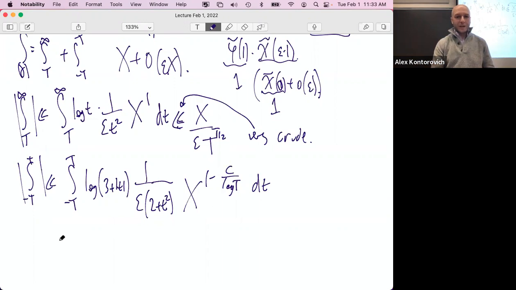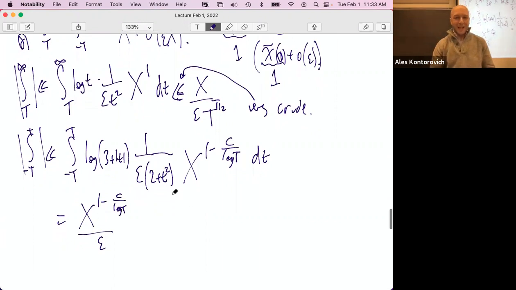Okay, so what do we get here? I have an integral from minus t to t. So let's take this part out. I have x to the 1 minus some constant over log t. I have a 1 over epsilon, that's bad. And then I have a completely convergent integral, log t over t squared. That's just a constant. There's a log of t times 1 over t squared. It's just integrable. It doesn't matter, take t out to minus infinity to infinity. It's just bounded. Yeah, the rest is just integrable.